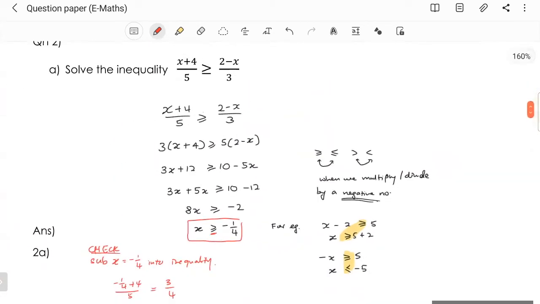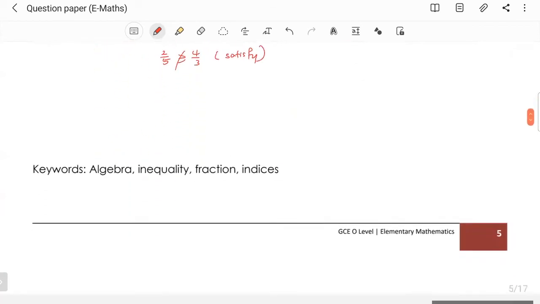So this is how we check. We must ensure that the sign direction is correct. So let's move on to the next part.